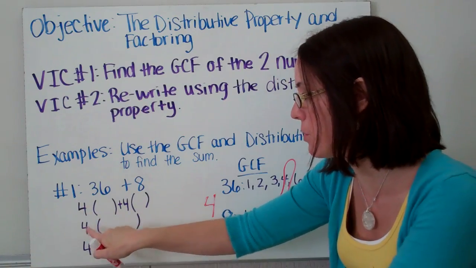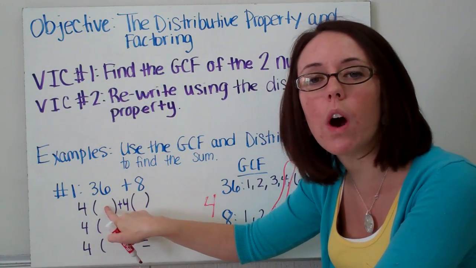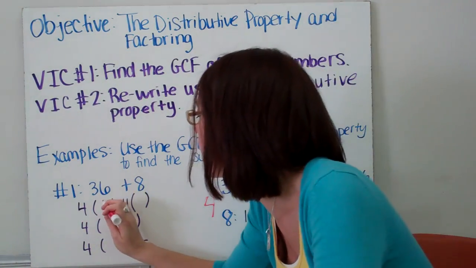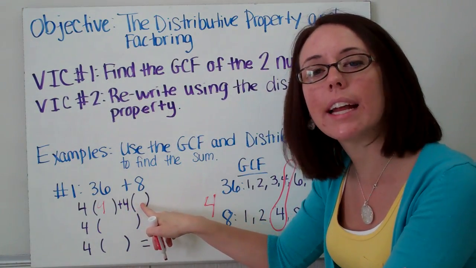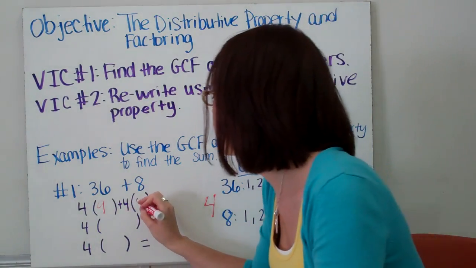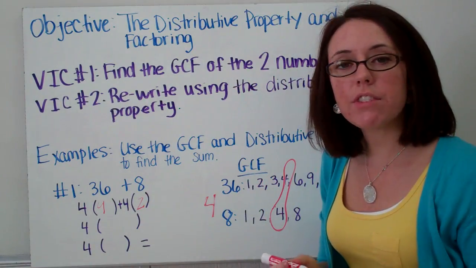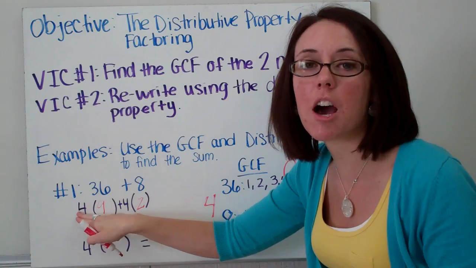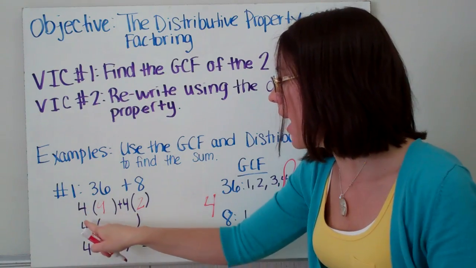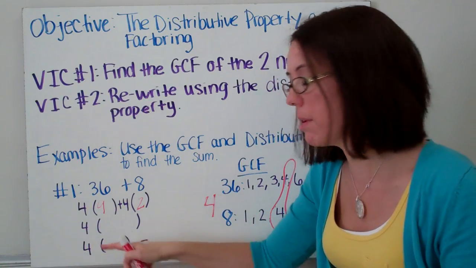So you set it up this way. 4 times what gives me 36? 4 times 9. 4 times what gives me 8? 4 times 2. So all we've done here is we've rewritten 36 plus 8, pulling out the common factor of 4. Alright, so we're going to use our distributive property.